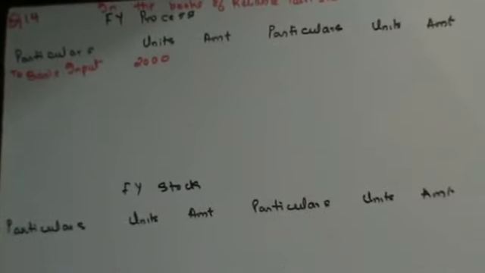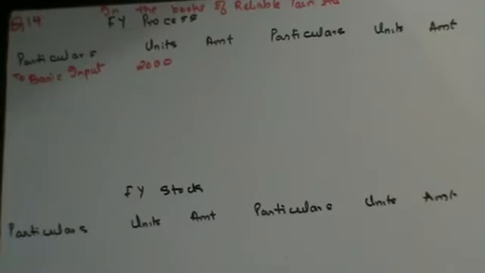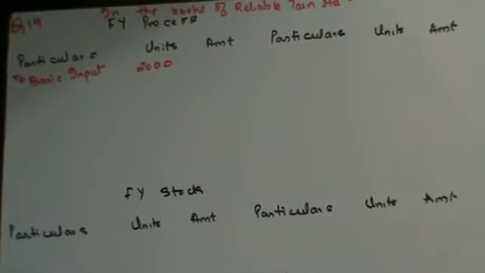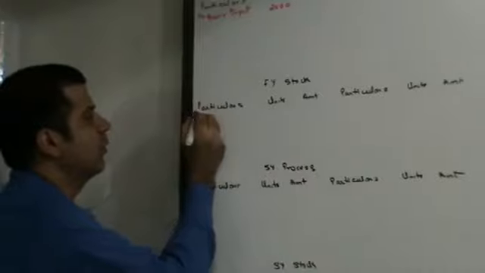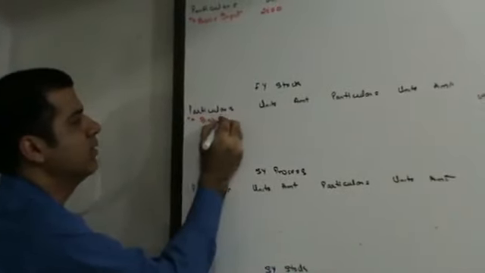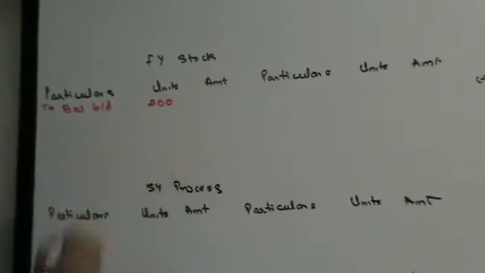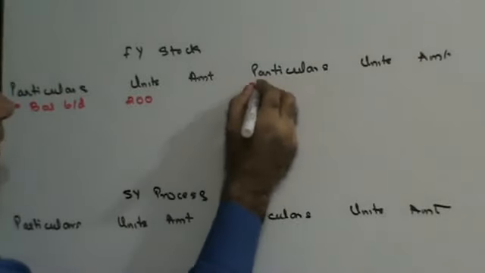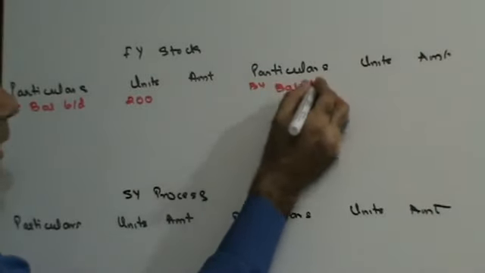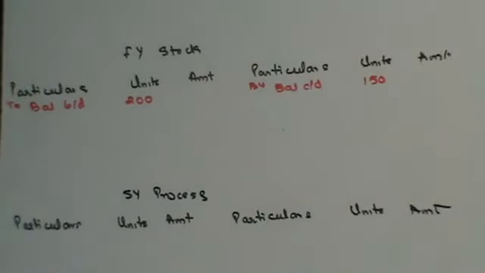Stock of process. Now this is the new thing here. We used to have only the process account. Here you have a stock account also. The ruling of the stock account will be identical to that of the process account. You will have balance brought down. Opening stock is 200 units, closing stock is 150 units by balance carried down.